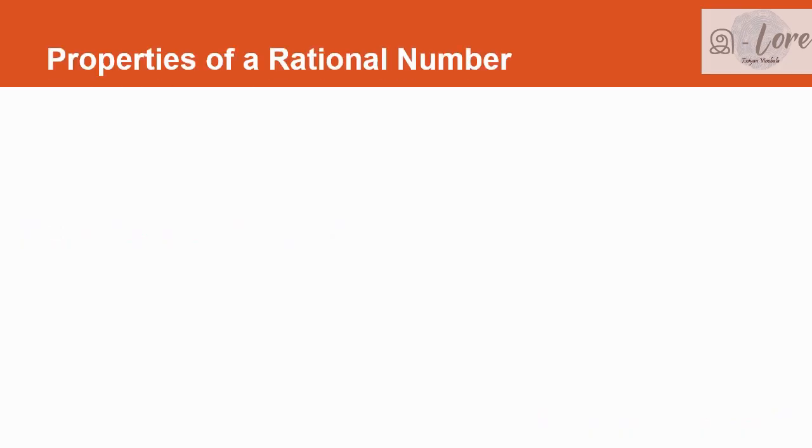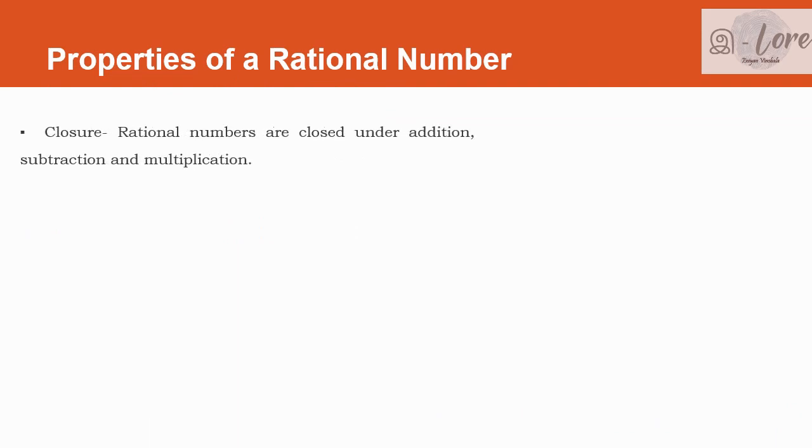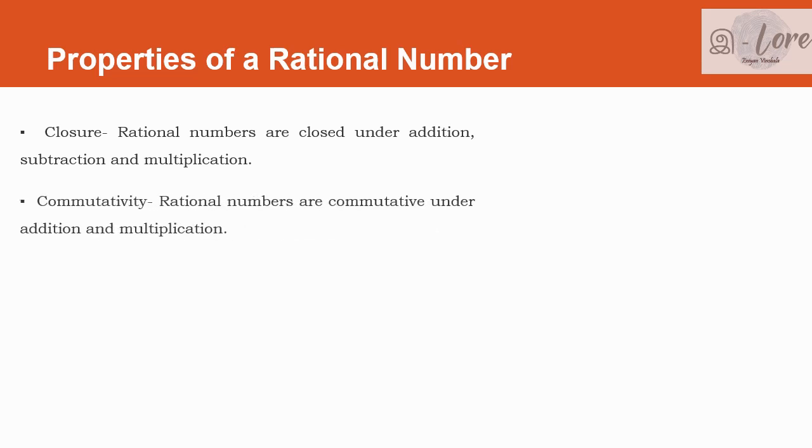The properties of rational numbers are closure, associative and commutative. Closure property: rational numbers are closed under addition, subtraction and multiplication. Division does not satisfy it. If you have a doubt, go to the previous video and check it out. Next, commutative property: rational numbers are commutative under addition and multiplication. This is also not satisfied for division.